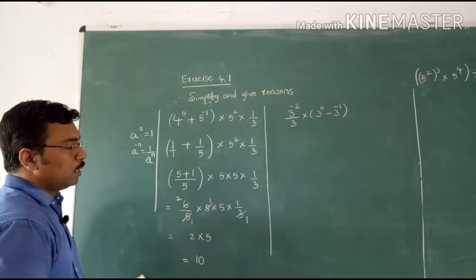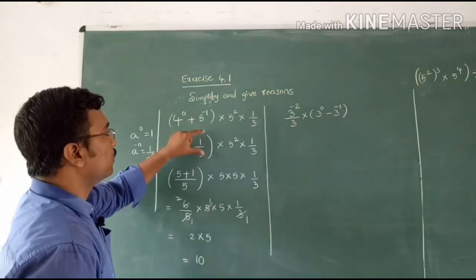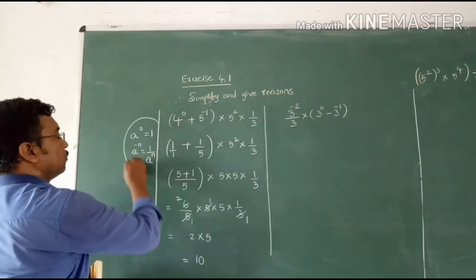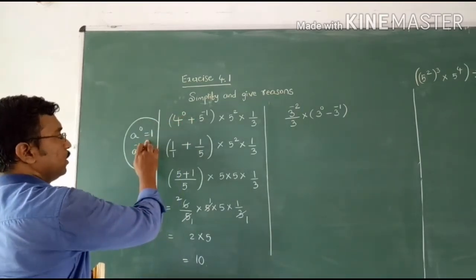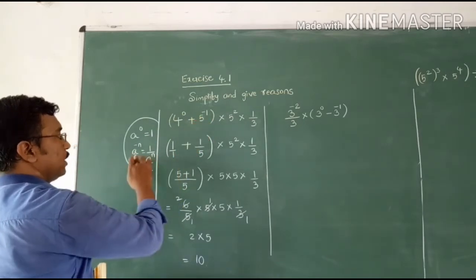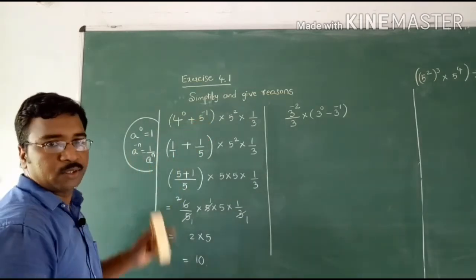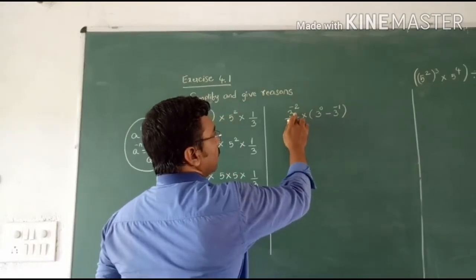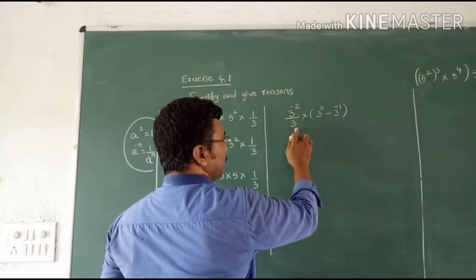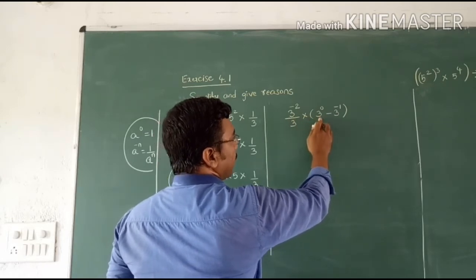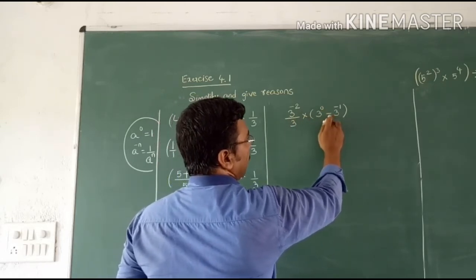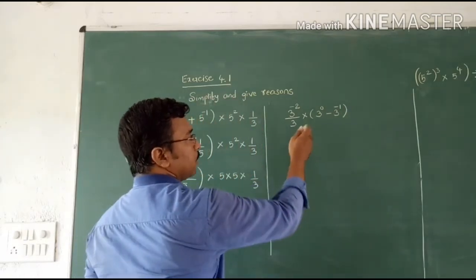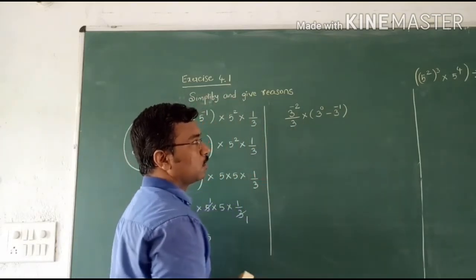So we can do the problems, simplifications, by using the laws of exponents like this. Here the 4 power 0 is the a power 0 form. Here the 5 power minus 1 is the a power minus n form. So we can do like this. Next, see here also. The problem is 3 power minus 2 by 3, into, in brackets, 3 power 0 minus 3 power minus 1. Similar to this one, this can also be done by using the laws of exponents.